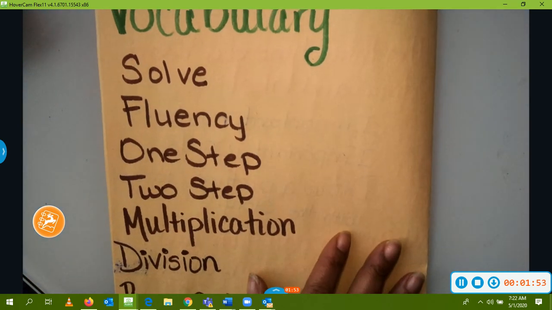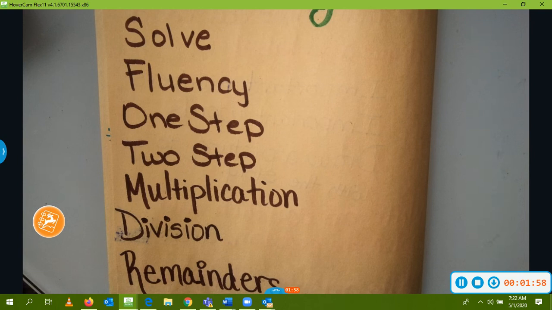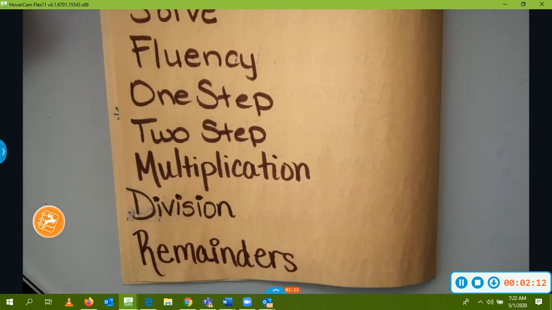Some vocabulary that you need to be mindful of: the words solve, fluency, one step, two step, multiplication, division, and remainders. That's when we are dividing.